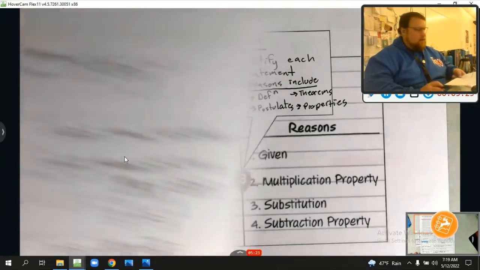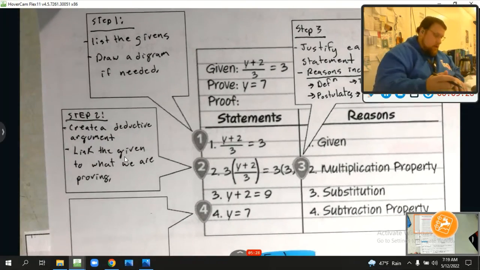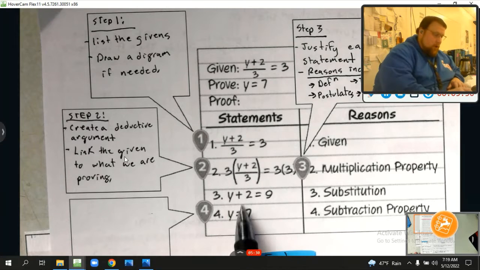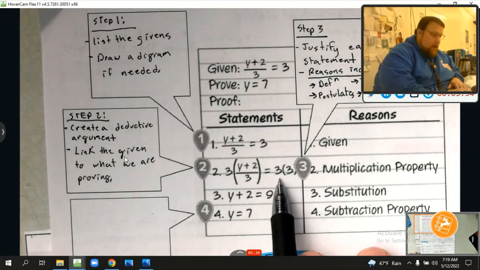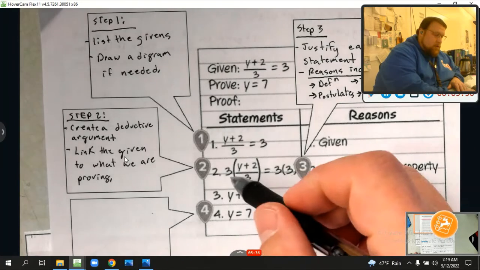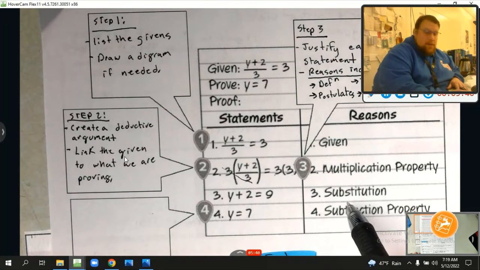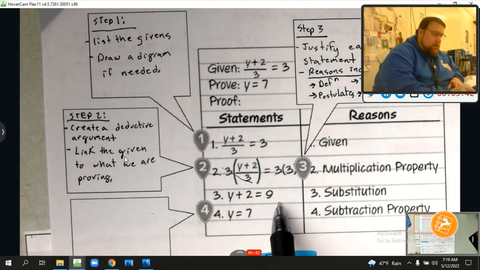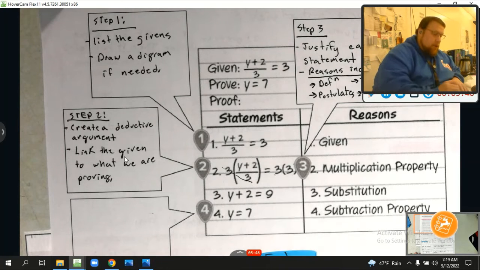Okay. And then our last, what do we do right here? After we did that, then we solved it. Now notice we solved it. And in solving it, that's called substitution, because now we're saying y plus 2 equals 9. That's substituting. We're substituting the 9 and the y plus 2.